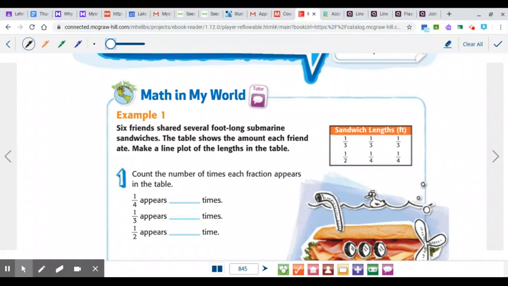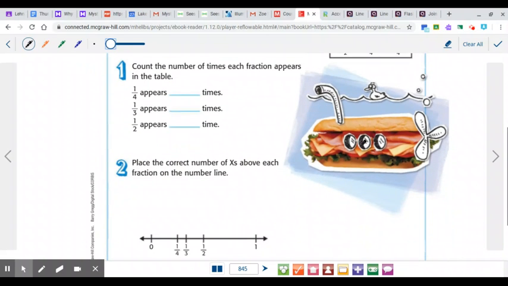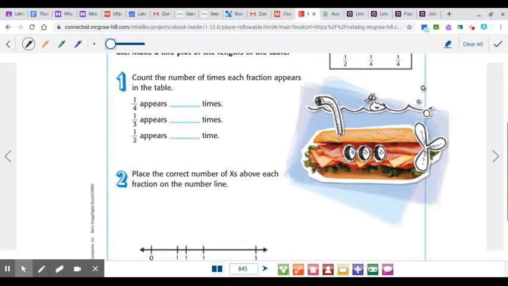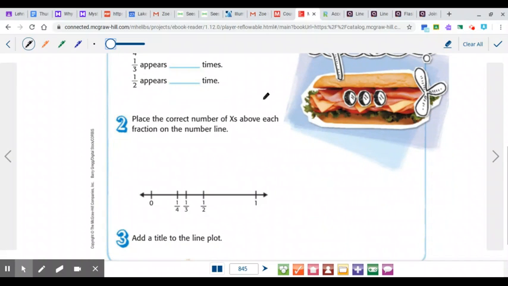has happened, okay? So if you look at this example 1, we have 6 friends shared several foot-long submarine sandwiches. The table shows the amount each friend ate. So we're going to take this information and make a line plot out of it. So it's going to be a little bit of going back and forth here, but let's look and see. 1/3 of a foot was used 1, 2, 3 times. So 3 friends ate 1/3 of a foot.